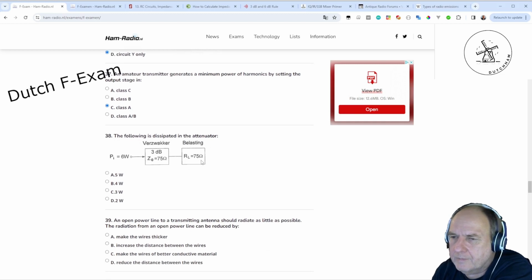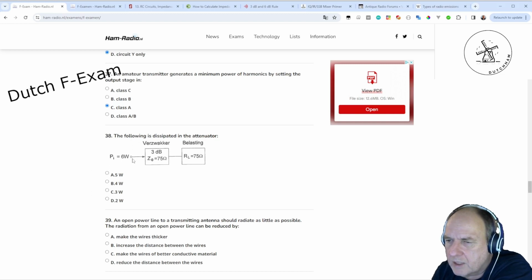Okay, 38. How are we doing on the time? 60 minutes already. The following is dissipated in the attenuator. This first factor is attenuator and belasting is load.